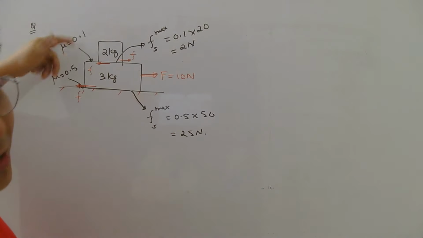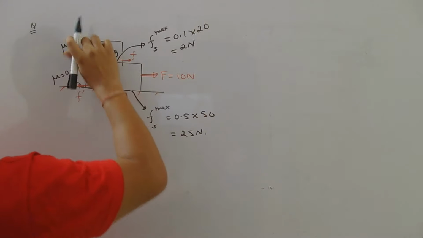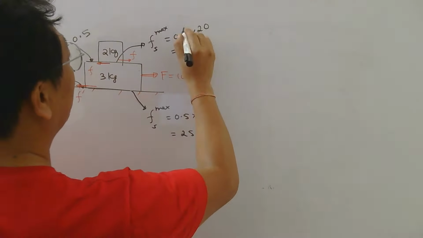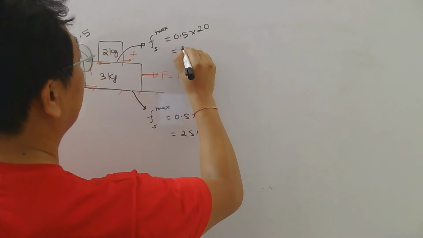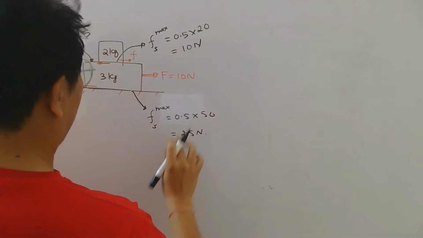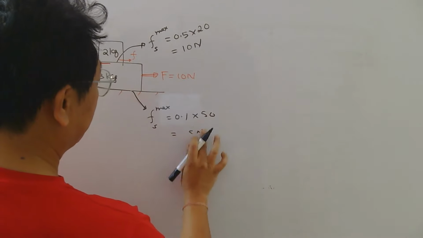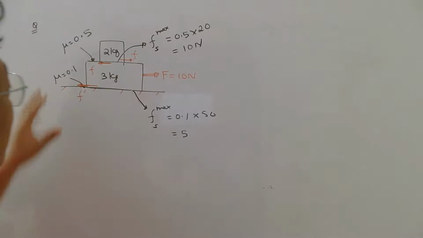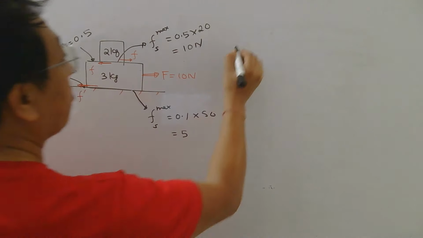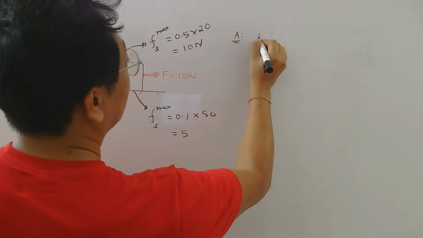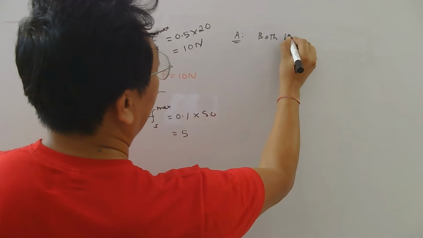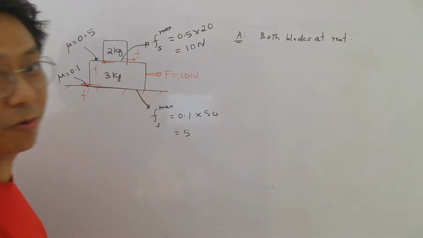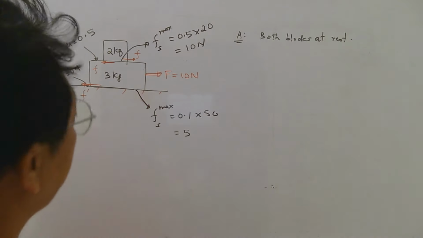Now let's try to interchange this and see what happens. Okay, interesting, right? So 0.5 and 0.1. So now this is 0.5, so this becomes 10, and this is 0.1, so this becomes 5, and I am applying 10 Newton. So now we'll check if both the blocks are at rest or not. So first assumption, both blocks are at rest with respect to ground, or with respect to this floor.